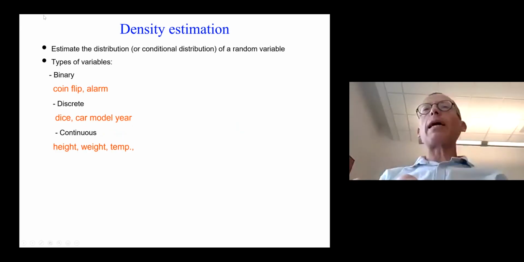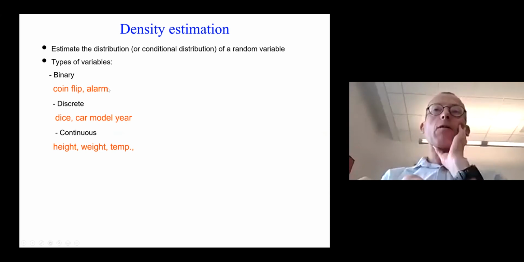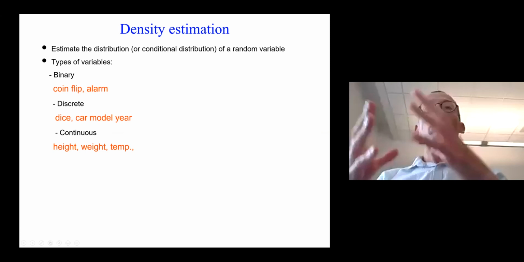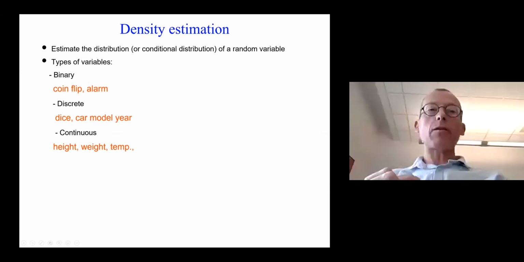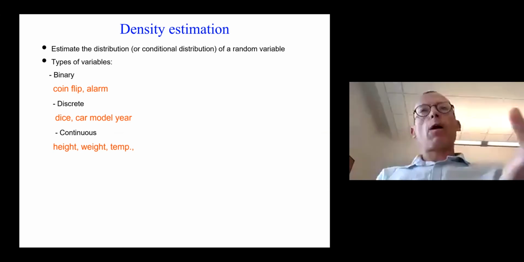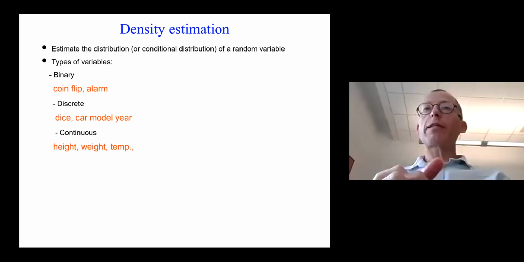And this applies very widely, right? So it applies to binary, to coin flips, predicting whether an alarm will sound, to discrete variables, right? Dice or car model, to continuous variables, height, weight, temperature, and multivariate predictions can also use this method. So density estimation is widely used, predicting population, predicting a lot of other things.